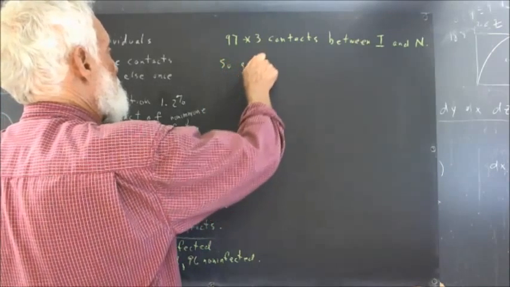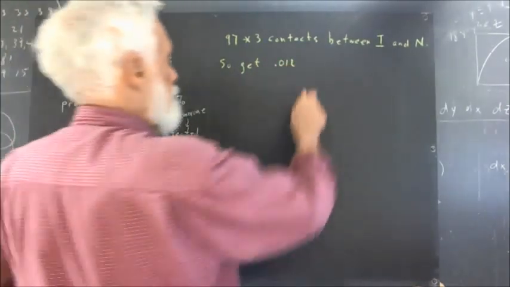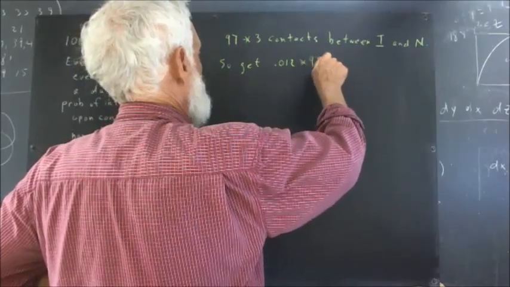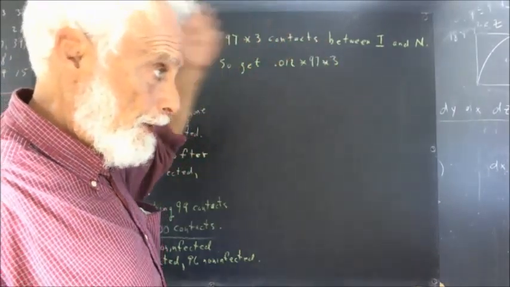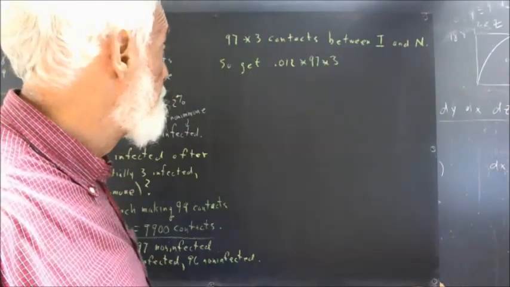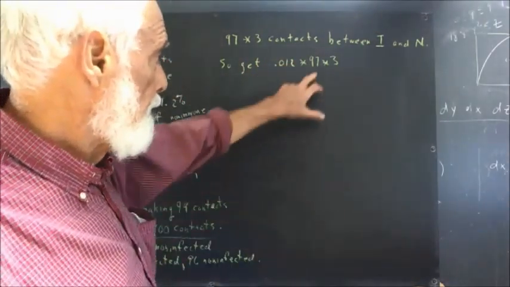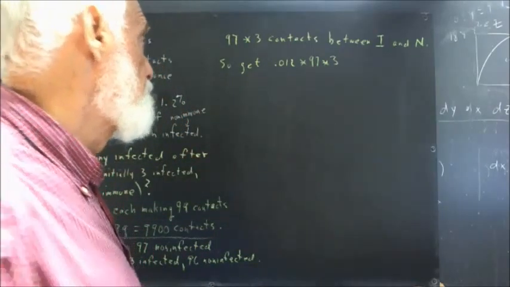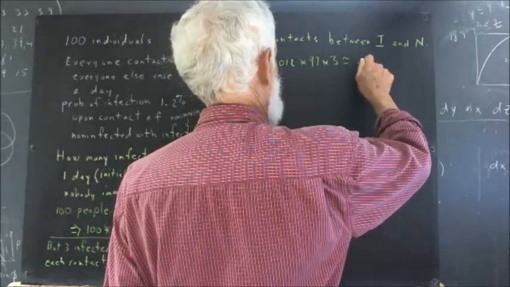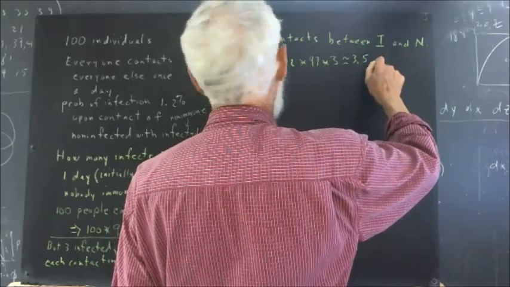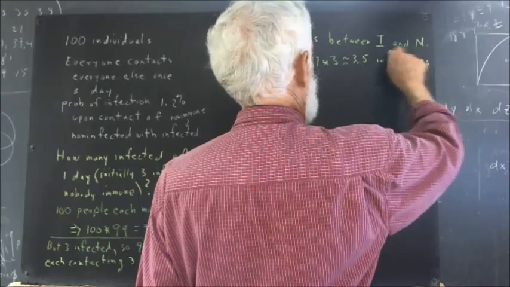So we get 0.012, which is 1.2%, times our 97 times 3. Now 97 is really close to 100. 3 times 97 should be really close to 300. And 0.012 times 300 is 3.6. Of course, 97 is 3% less than 100, so I'll say take off 3% of 3.6, and we're going to get about 3.5 infections.